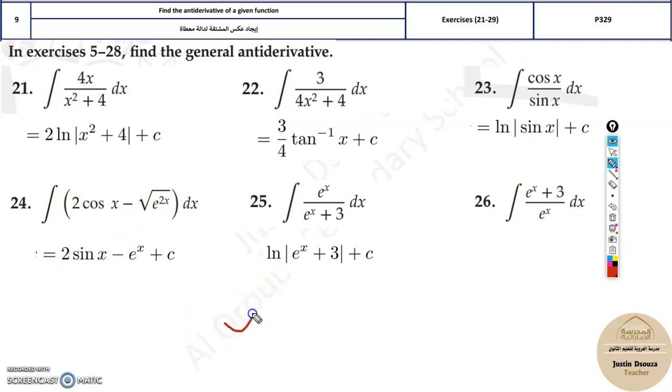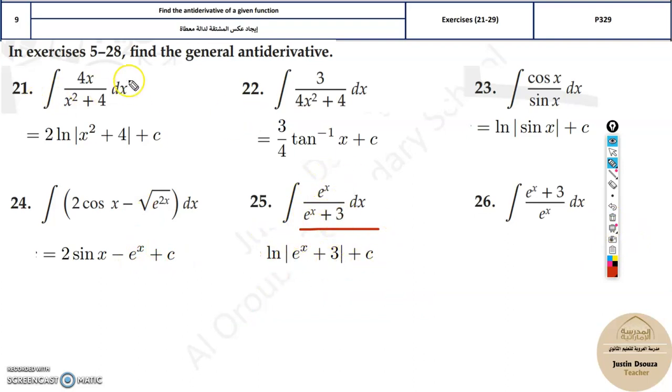Now this square root is power half. Sorry. E to the power 2x into half. Now this half and half cancel. So what is remaining? E to the power x will remain. The integral of e to the power x is e to the power x itself. Minus e to the power x plus c. Over here, integral of e to the power x plus c is e to the power x.